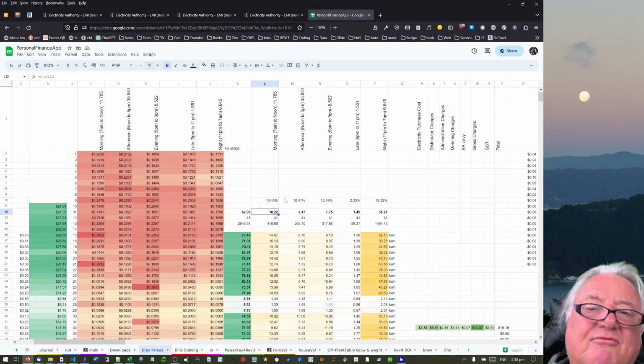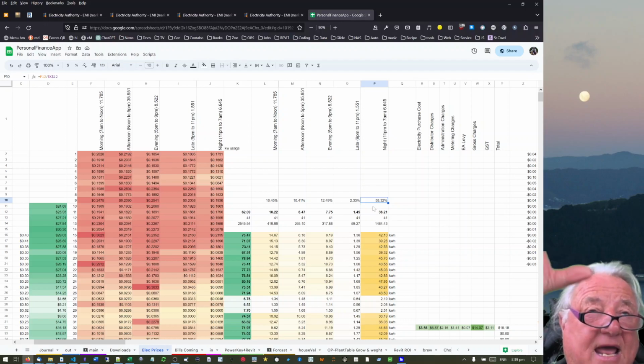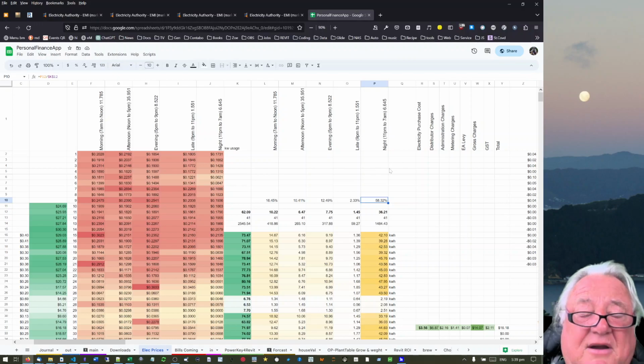So we know the average ratio, so we know that 16% of the bill is from the morning, 10% is from the afternoon, 12.5% is from the evening, 2.5% is from there, and 58% is from night. We can then say, well, this is where the costs are coming in, so this is roughly what your costs are.